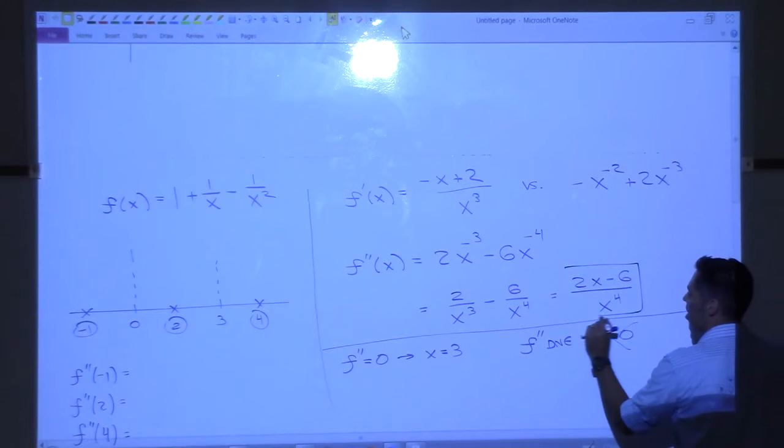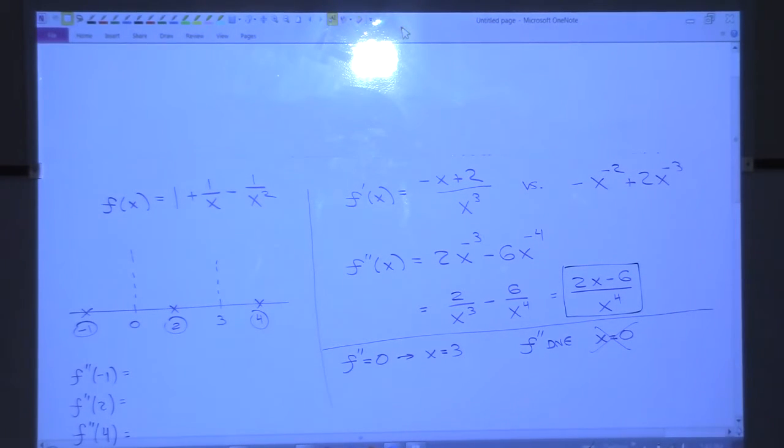There's something really nice about this second derivative. The denominator is always positive, right? Because it's to the 4th power. So no matter what we ever plug in, the bottom is positive. So really, it's just all about the numerator. Whatever the numerator turns out to be is what it's going to be.